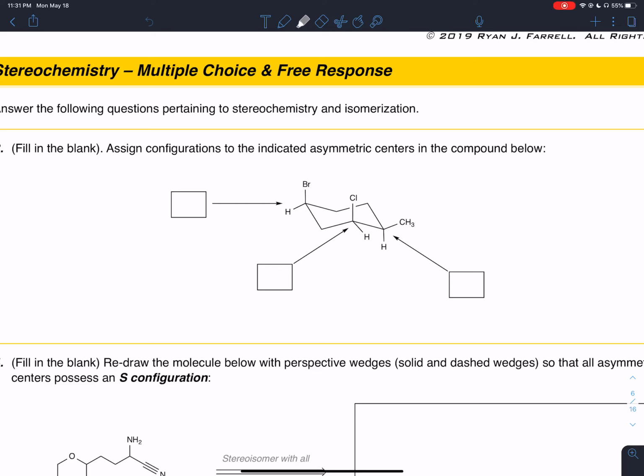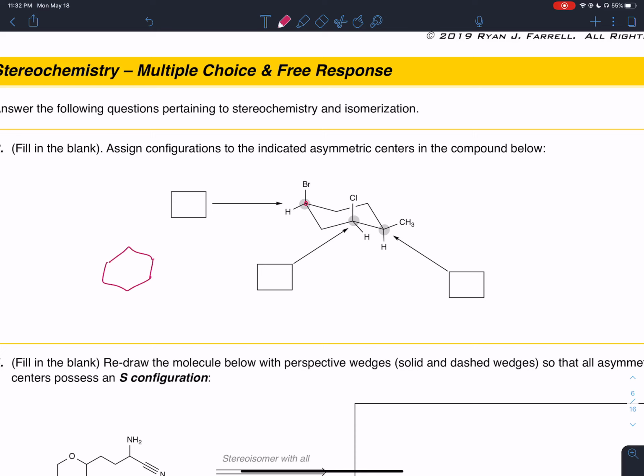Hi everyone, in this tutorial I'm going to be guiding you through how to solve R and S in a chair structure, if that is what is provided to you and you're being asked to determine the configurations of the asymmetric centers. Now the trick here is that you will actually convert the chair structure to a perspective drawing.